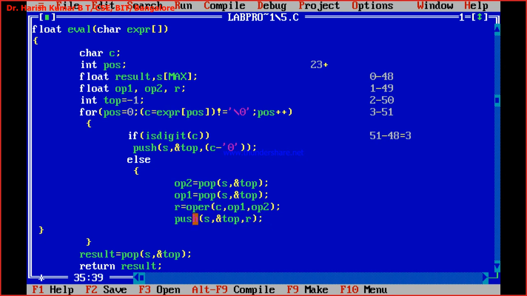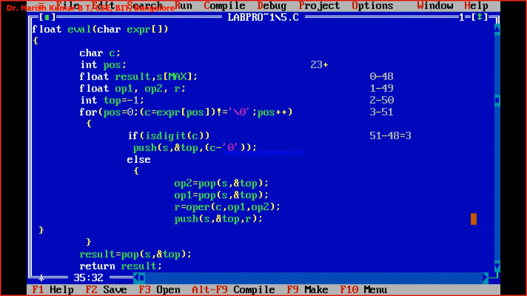You are calling OPER, correct? It is nothing but operation. I want to perform this plus operation on OP1 and OP2. Understood? OPER is nothing but the operation. Now I want to perform this plus operation on OP1 and OP2.